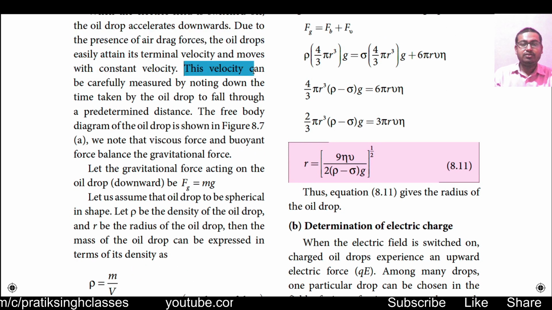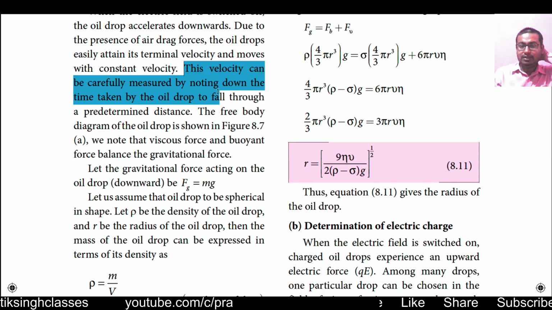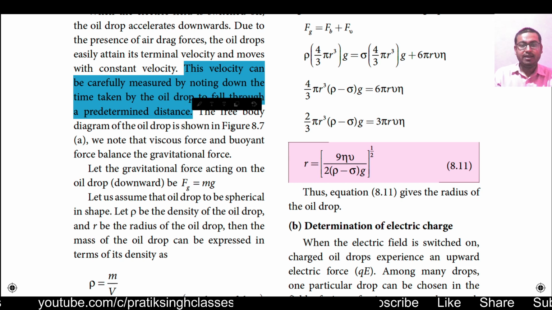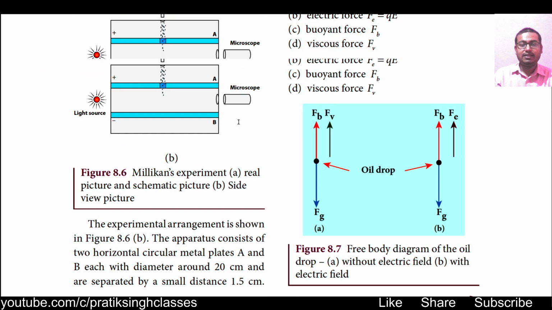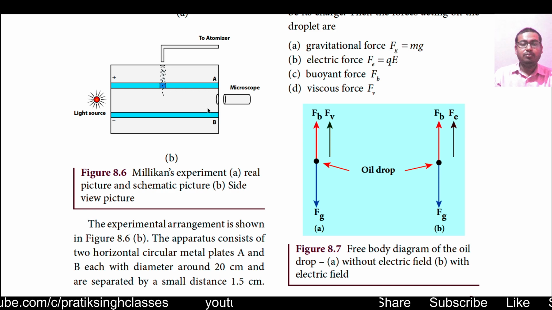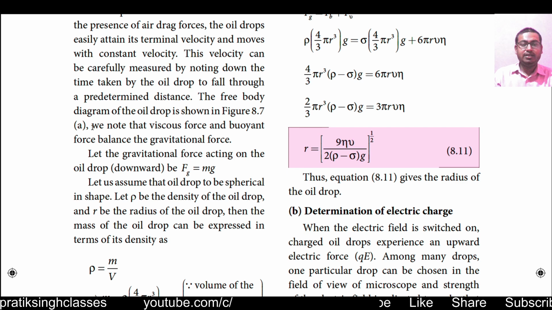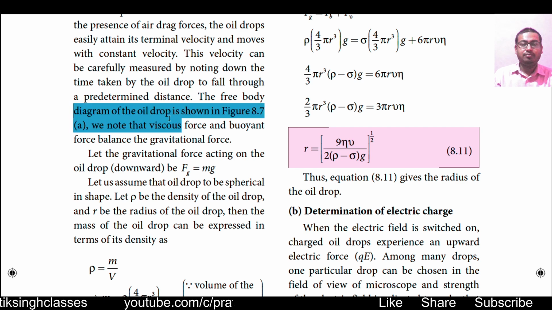This velocity can be carefully measured by noting down the time taken by the IL drop to fall through a predetermined distance. Okay, as given here, the distance between plate A and plate B is just 1.5 centimeters. Alright. The free body diagram of the IL drop is shown in figure 8.7a.